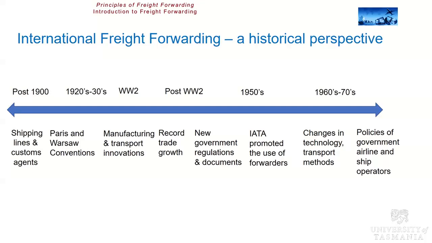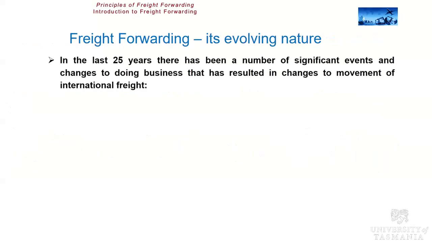And probably in the late 60s, 70s, policies of government and airlines and shipwright owners were changing quite significantly. This is mainly a time of deregulation. The deregulation meant that the service providers such as freight forwarders were really starting to take hold. So in the last 25 years, there's been a number of events and activities which has, I suppose, solidified the role of freight forwarders in the movement of goods.